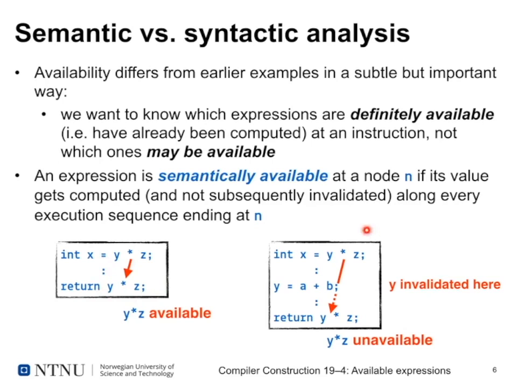Now, here we have something different on the right-hand side. Again, we have int x equals y times z. But in between, we are changing the value of y to be a plus b. So when we have return y times z here again, the value of y has changed in between. So the value we are returning here is in almost any case different from the value we've calculated above. Because we invalidated this variable y, making up our expression up here, we can't just reuse the result we calculated up here. So y is invalidated, which means y times z is unavailable at that location in our program.